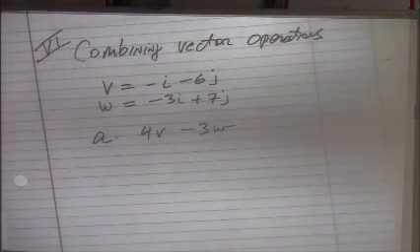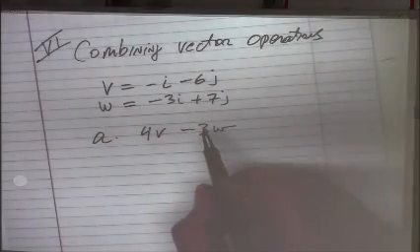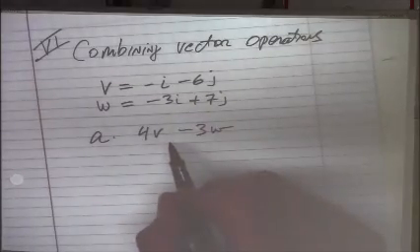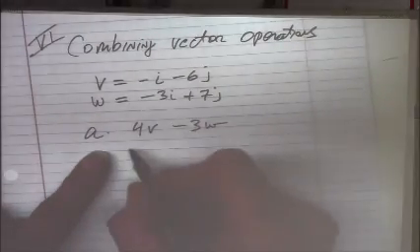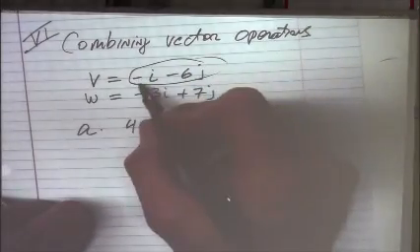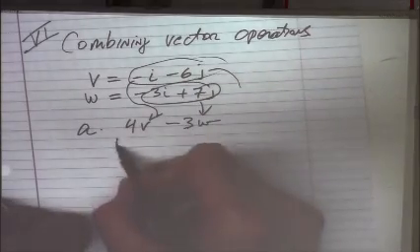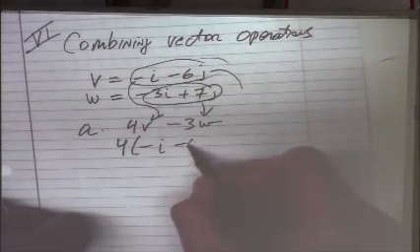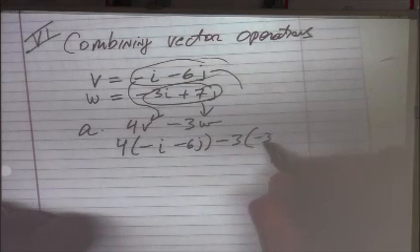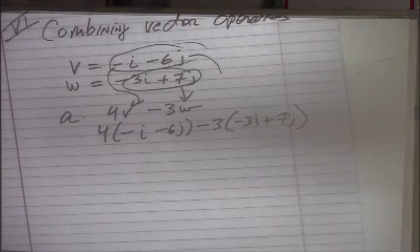4v minus 3w. So this means we're going to multiply 4 times v and multiply 3 times w, and then subtract. Okay? So what that will mean, let's actually just take it and put them in place. One way to think about this is as a substitution. And then this one going in there. So it's going to be 4 times (-i minus 6j) minus 3 times (-3i plus 7j). So just more of the same all at one time.